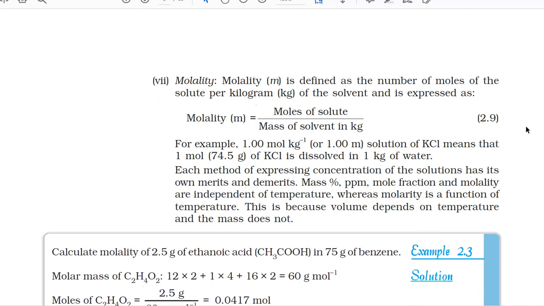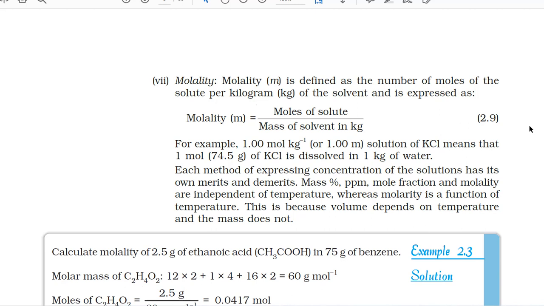Seventh, molality. Molality (small m) is defined as the number of moles of the solute per kilogram (kg) of the solvent, and is expressed as molality equals moles of solute upon mass of solvent in kg. For example, 1 mole per kg, or a 1 molal solution of KCl, means that 1 mole (74.5 gram) of KCl is dissolved in 1 kg of water.